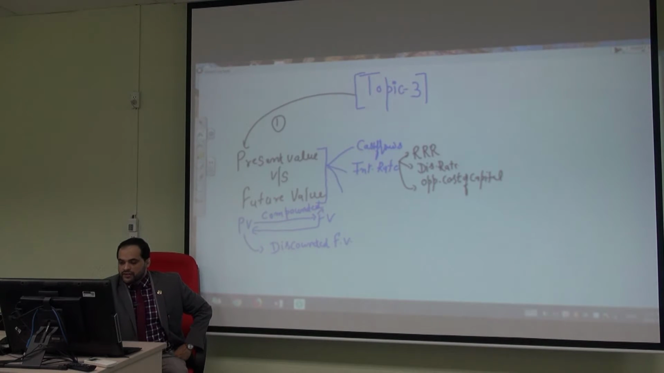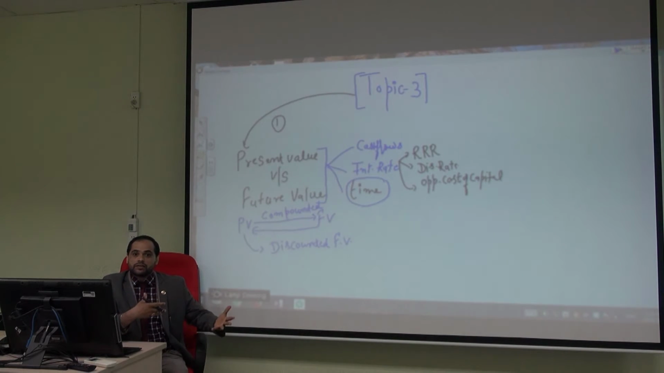The third thing that we require is time. Of course, time is one of the very important factors when we are investing or borrowing money, because as time changes, the value of money changes over the period. That's the name of our topic 3, time value of money. So time is the period that we require in order to invest money for that particular period. That's all about the factors we require to have a present value or future value.